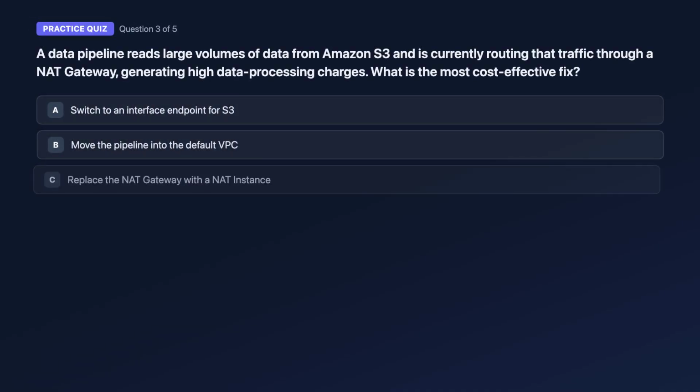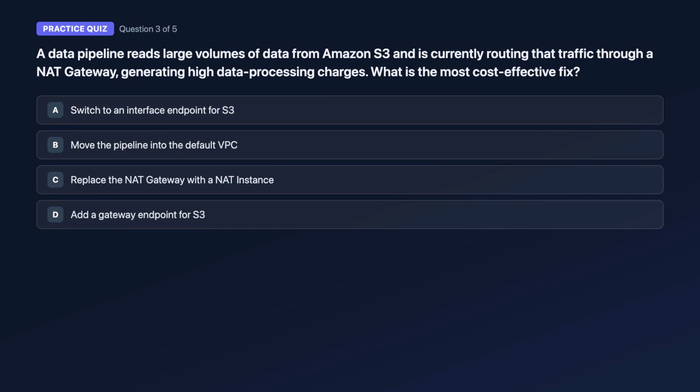Question 3. A data pipeline reads large volumes of data from Amazon S3 and is currently routing that traffic through a NAT gateway, generating high data processing charges. What's the most cost-effective fix? A. Switch to an interface endpoint for S3. B. Move the pipeline into the default VPC. C. Replace the NAT gateway with a NAT instance. Or D. Add a gateway endpoint for S3. Lock in your answer before I give it away.